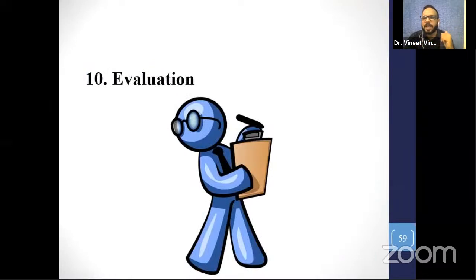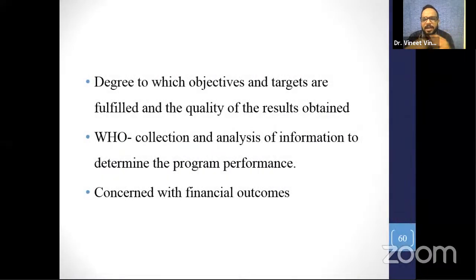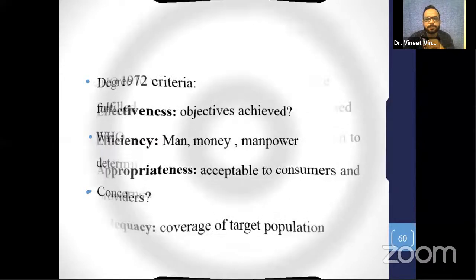Then comes the evaluation. Now, evaluation, as I told you, is the degree to which objectives and targets are fulfilled and quality of results are obtained. WHO says it is called the collection and analysis of information to determine the program performance. So whether your program is performing well or not, that you are going to find out, and that is a process called evaluation. And it is also concerned with financial outcomes.